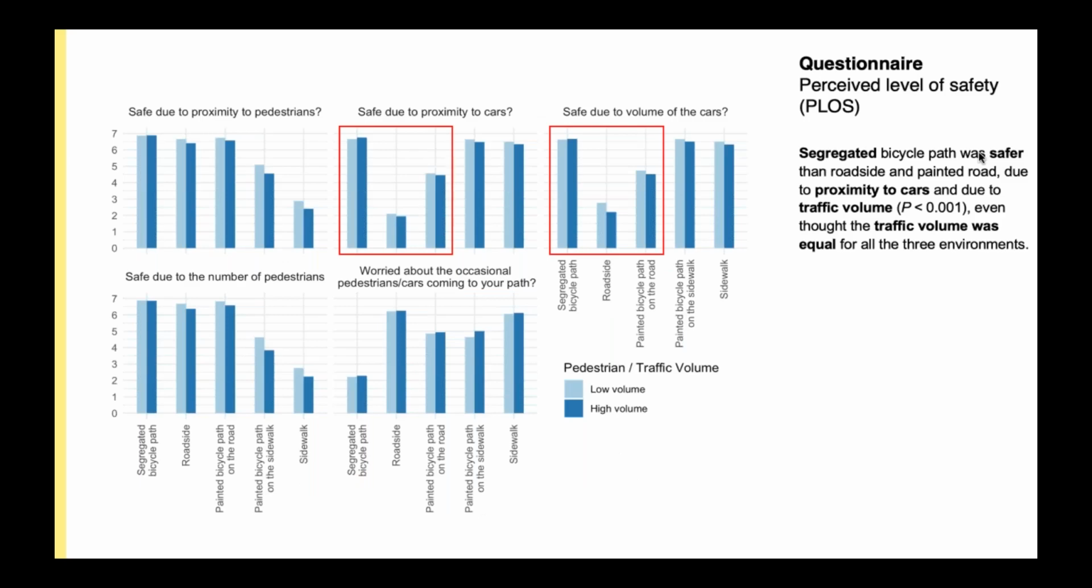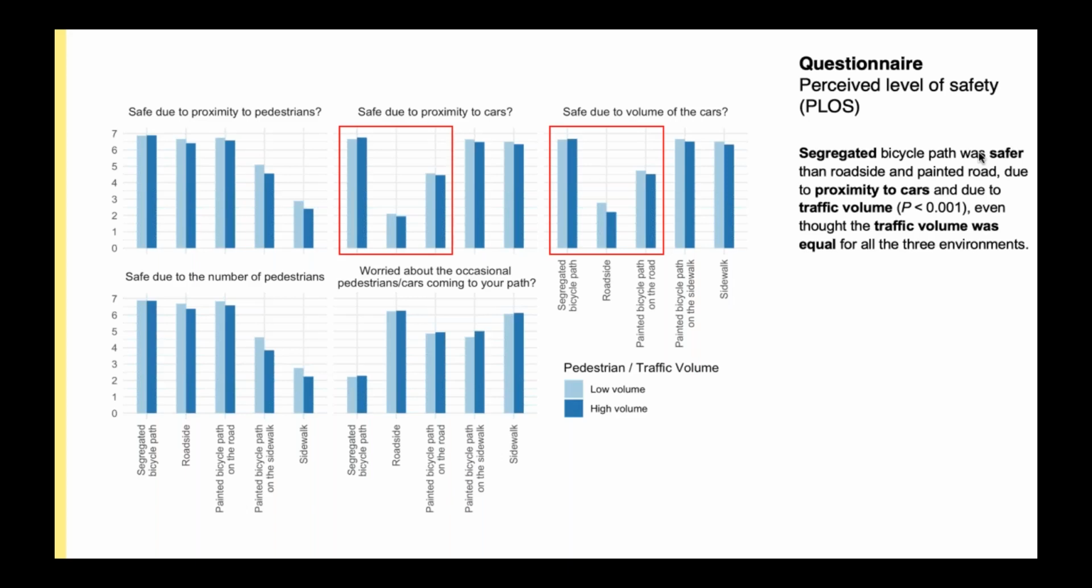We asked 5 different questions regarding the perceived level of safety. We asked specifically about safety due to proximity to pedestrians, safety due to proximity to cars, safety due to volume of the cars, safety due to the number of pedestrians, and if the participants were worried about occasional pedestrians or cars coming to their path when they were cycling. So these 5 questions were repeated after any of those 5 scenes that you saw, and we collected the data on a 7 Likert scale question.